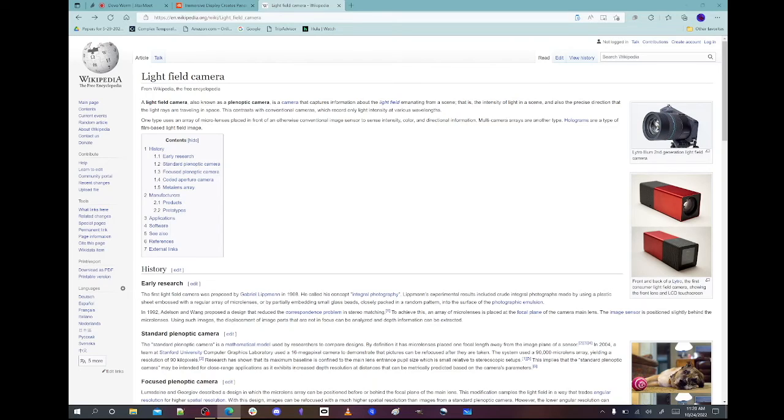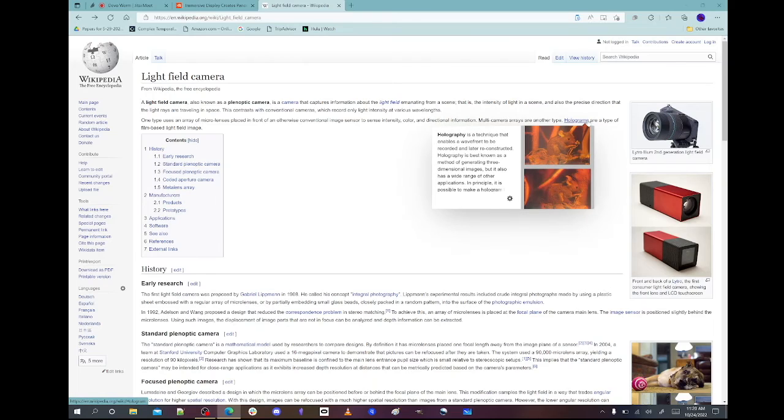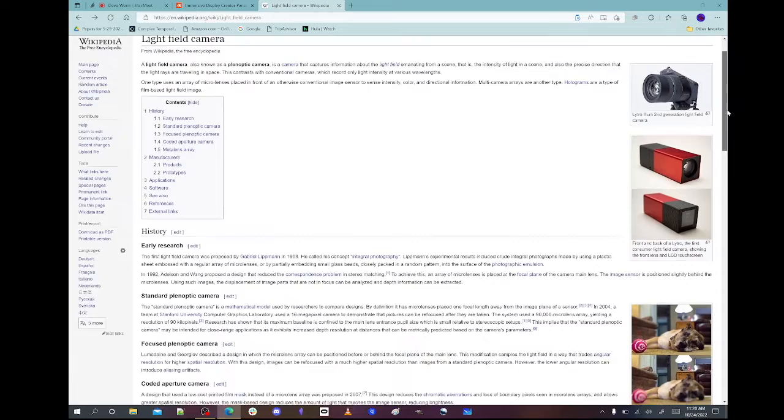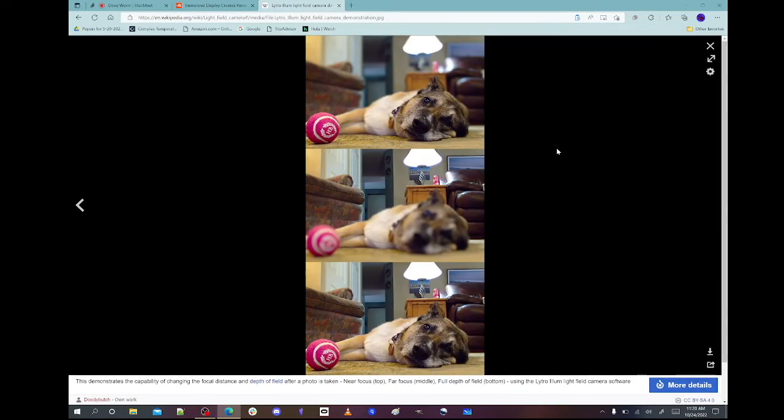One type of light field camera uses an array of micro lenses placed in front of an otherwise conventional image sensor to sense intensity, color, and directional information. Multi-camera arrays are another type. And then even holograms, which we're familiar with, are a type of film-based light field image. A hologram is where you record a wavefront and then you reconstruct it in pieces, so you can generate three-dimensional images. This is an example of light field photography. This is a dog with a ball on the floor, and you can take this light field image and change the focus of the image because you have all that information collected. You just need to process it.